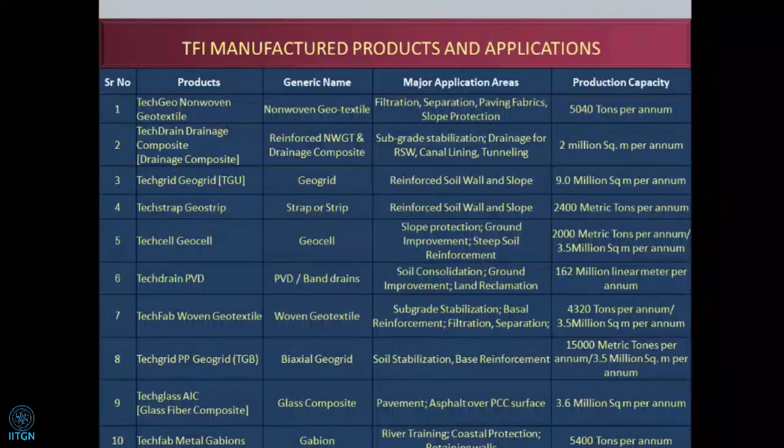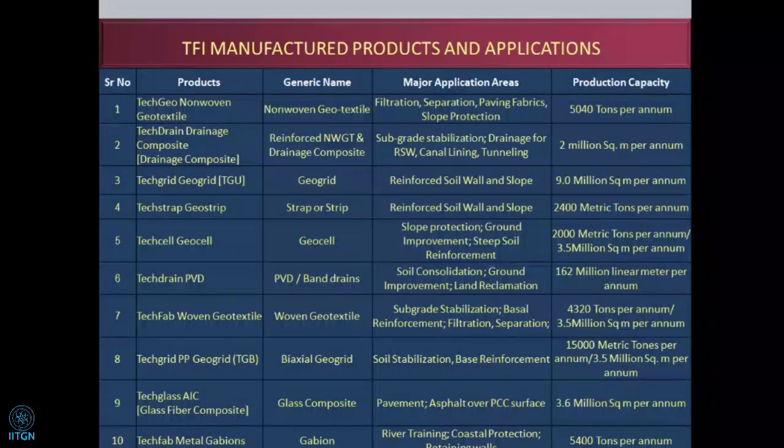Gabions are not a family of the geosynthetic, but now they are very commonly used for various geosynthetic related applications. So all the products which you are seeing right now on the screen are manufactured by TechFab India in various capacities. And the production capacity is large enough to supply any kind of big project in India.